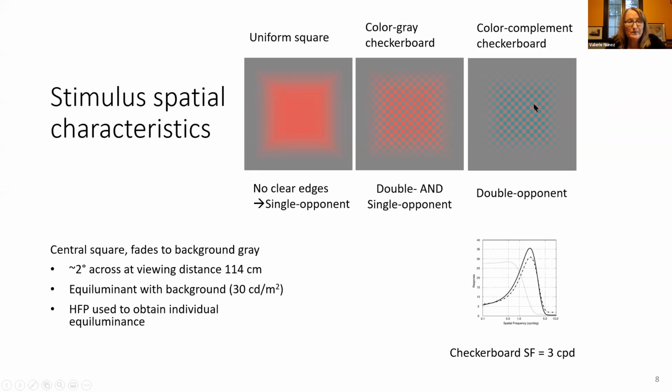There is a central 8x8 checkerboard. It also fades to the background, but it also has high contrast edges. So this stimulus favors responses from double opponent neurons. Lastly, we included a color gray checkerboard of the same spatial frequency as the color complement checkerboard to elicit responses from both types of neurons. Each stimulus was equiluminant with the background, and this was determined for each participant using HFP. Therefore, the results that we obtained were due only to color contrast.